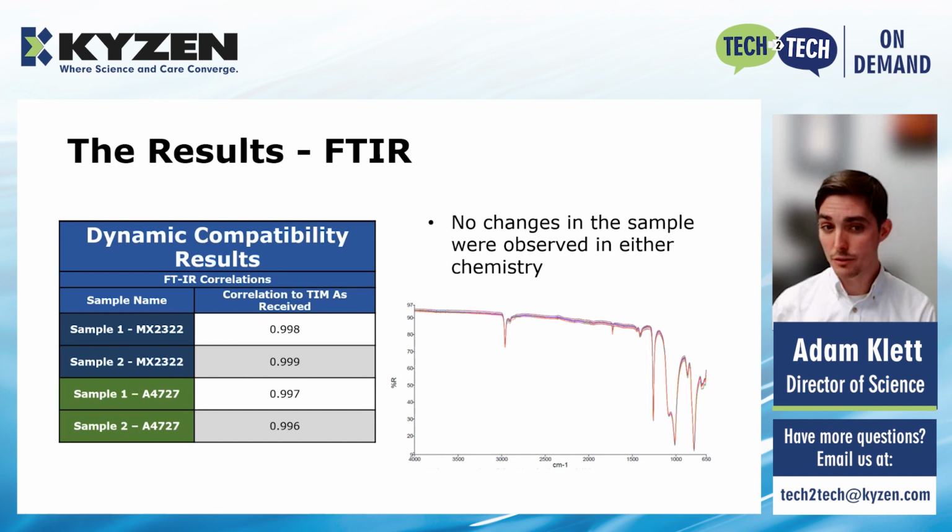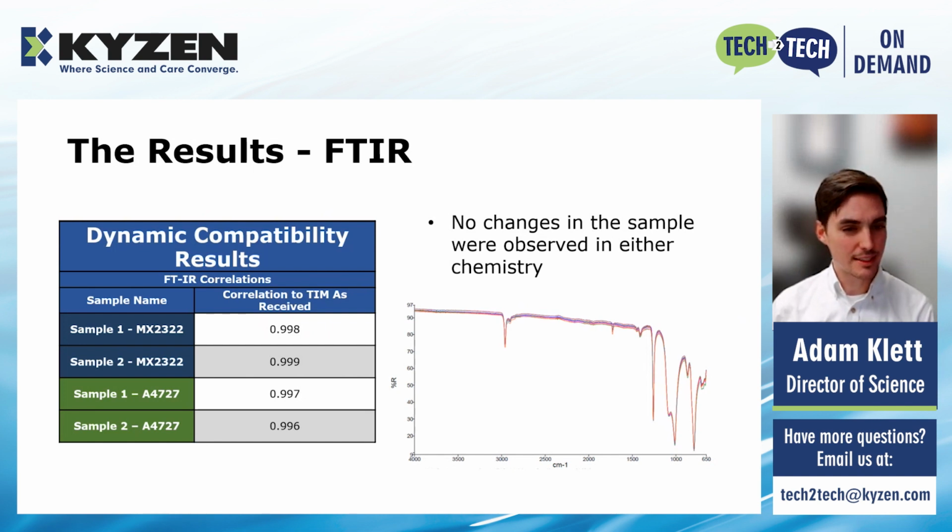So if we look at the FTIR results, we see something very similar to what we saw with the static testing. The correlations between the as tested and received samples are very high, very close to 1, which is very good, which means that there is very little to no chemical changes happening in the sample, which signifies good chemical compatibility.